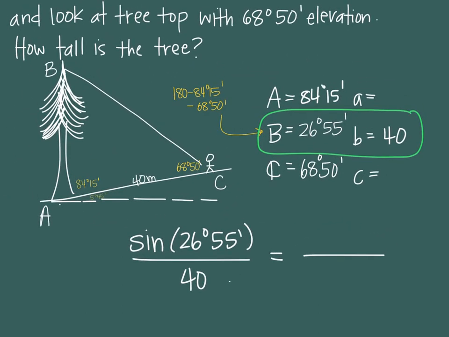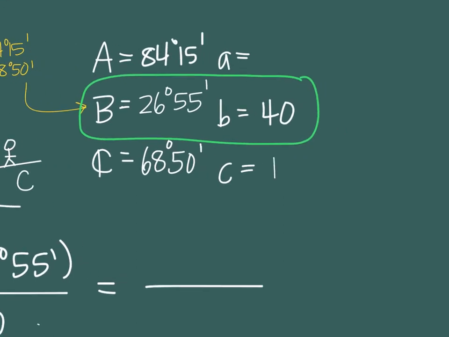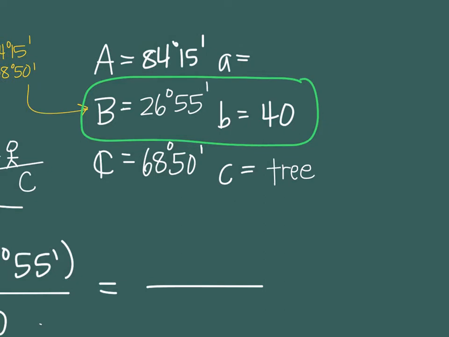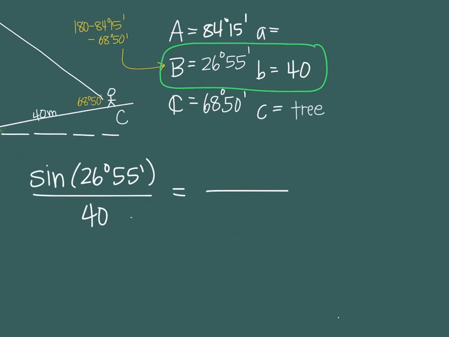Now my question is, how tall is the tree? So which of the legs would answer, how did you know it was C? Yeah, okay, it's across from where the person is standing, and so C is going to be the value of the tree. And so then I'm going to use sine of 68 degrees 50 minutes on the top, and then C on the bottom. So that's the setup.